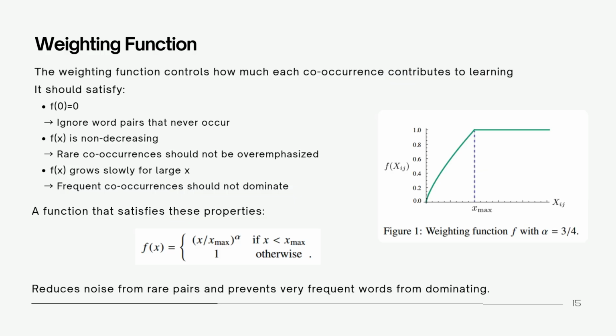But not all word pairs are equally important. Some occur very rarely, some occur very frequently. If we treat them equally, the model can become unstable. So GloVe introduces a weighting function that balances their importance. It ignores zero co-occurrences, reduces the impact of rare pairs, and prevents the frequent pairs from dominating. This makes the training even more robust.